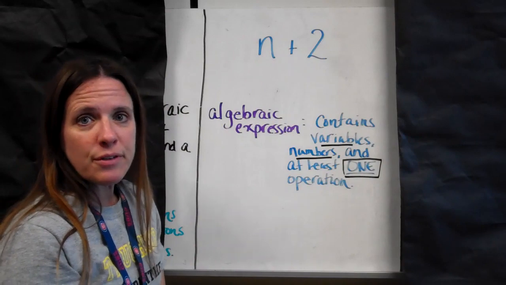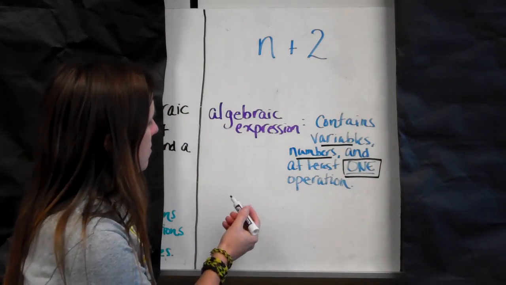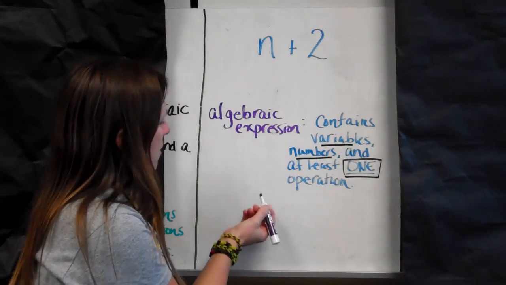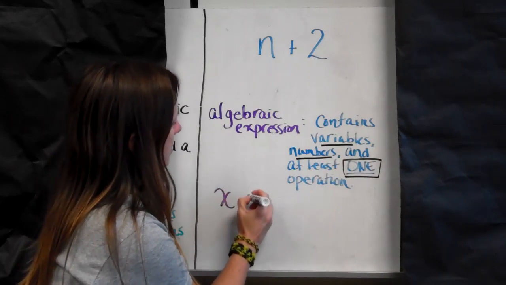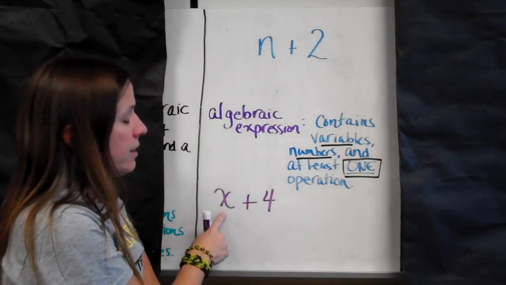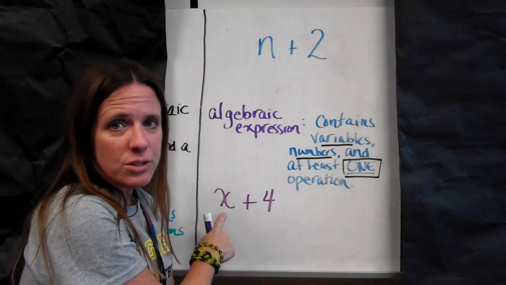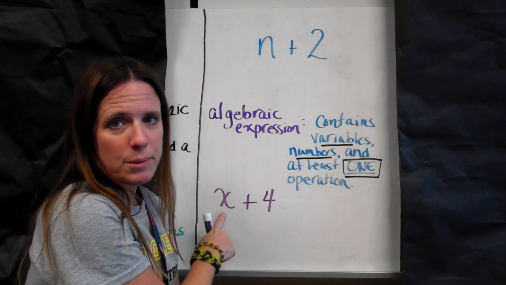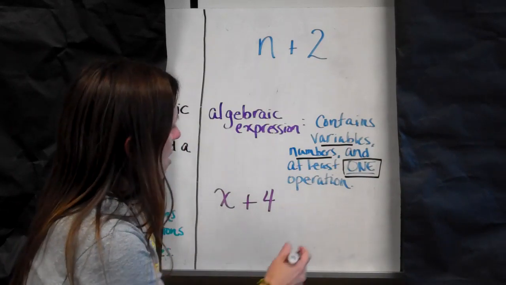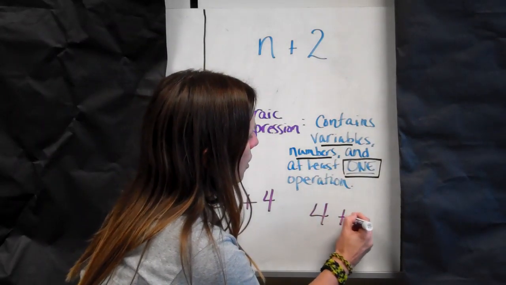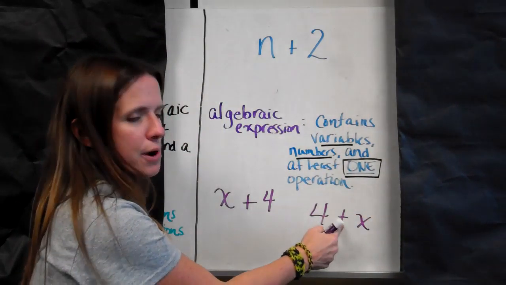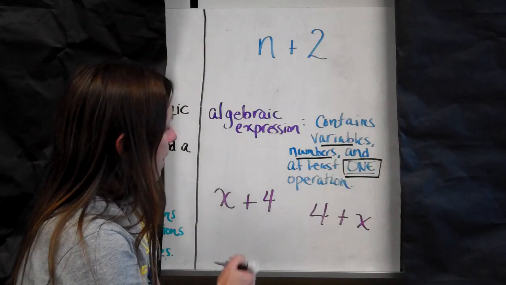Some other examples of algebraic expressions that you might have seen, maybe x plus 4. This is why we've asked you not to use the x in multiplication anymore, because you're going to see it as a variable. The reverse of that, you could have 4 plus x. You have your number, operator, and variable.